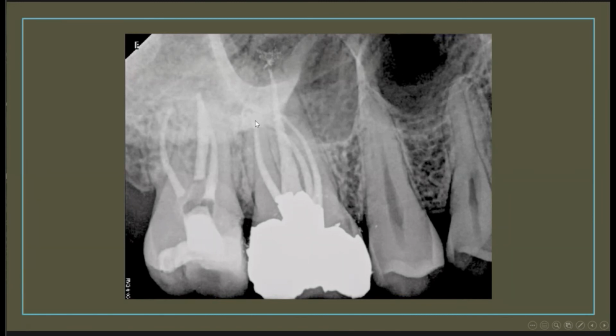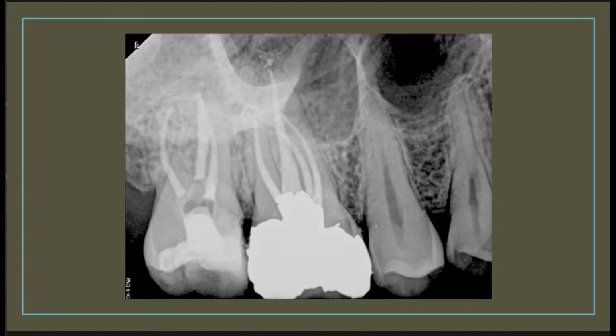This is the distobuccal canal, and in the mesiobuccal root, there are two canals. One is on the buccal side, one is on the lingual side. There are two canals, so altogether 1, 2, 3, 4 canals. But you see, this is number 7. Number 7 has 3 canals. Every root has 1 canal. So this is a little bit more complicated, upper 6.